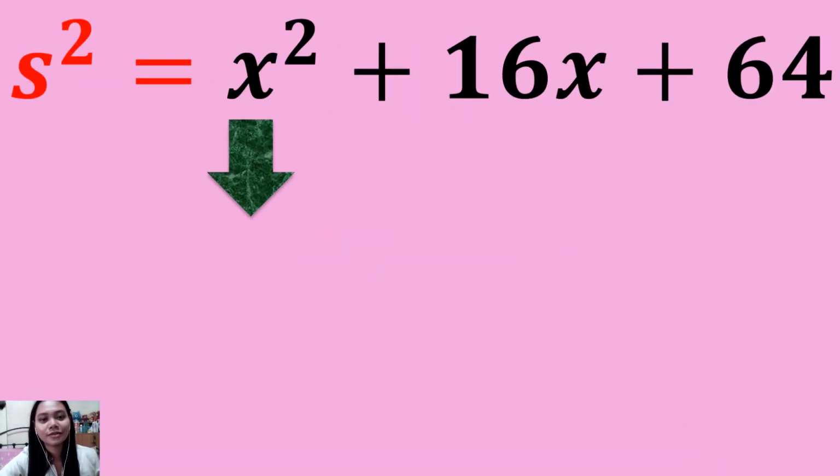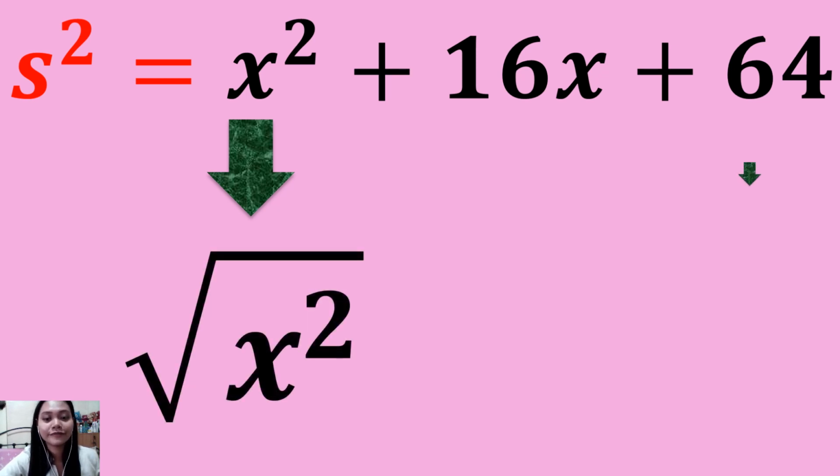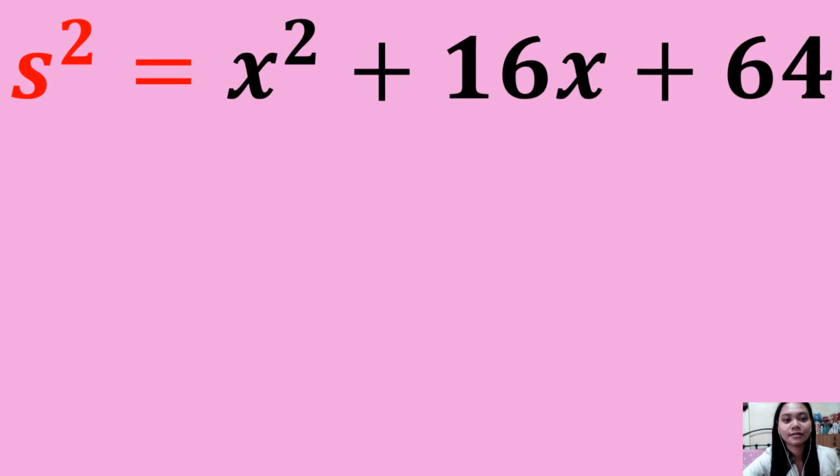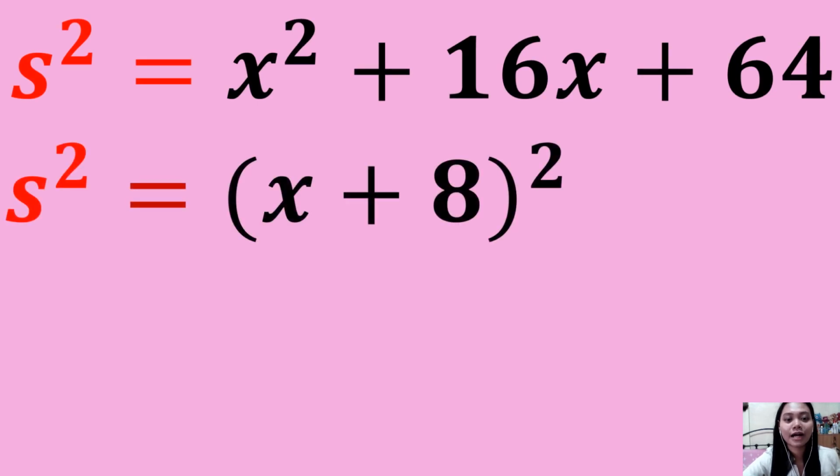First is, we need to get the square root of the first and the last term of this trinomial, since it is already a perfect square. So, we have square root of x squared and square root of 64. So, meron kang x plus 8. So, the square of the binomial x plus 8.